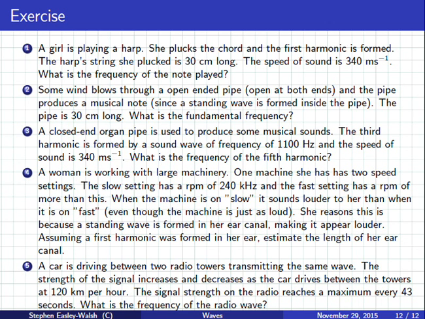Have you seen these before? You hit them on the table and it makes a note. Tuning forks? You know the ones I'm talking about? Yeah, it's a fork shape and you hit it on the table and then it shakes and makes a note. So you know that this one here has a frequency of 500 hertz.